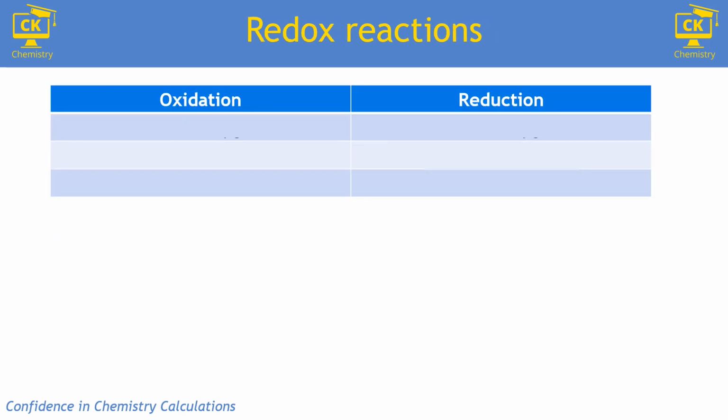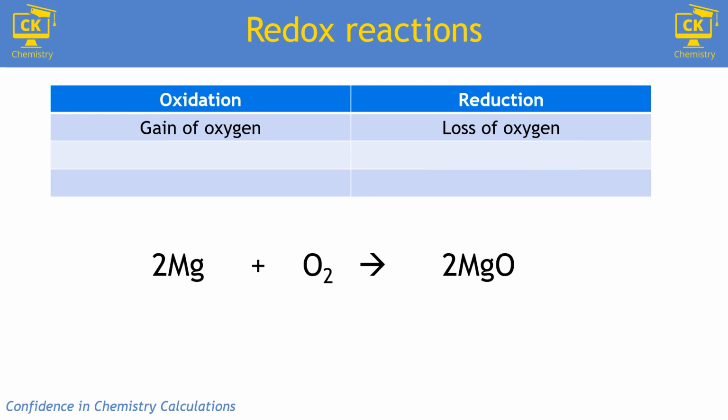Finally, we're going to have a quick look at redox. There is a separate video on this, so I'm just going to concentrate on how we can easily tell whether a reaction is redox or not. So our basic explanation from right at the start of GCSE is that oxidation involves a gain of oxygen and reduction is a loss of oxygen. So we can say in this reaction that magnesium becomes oxidized.